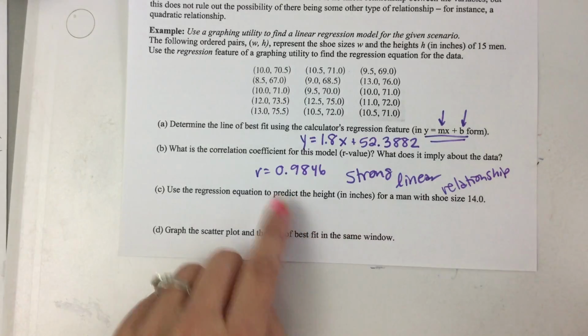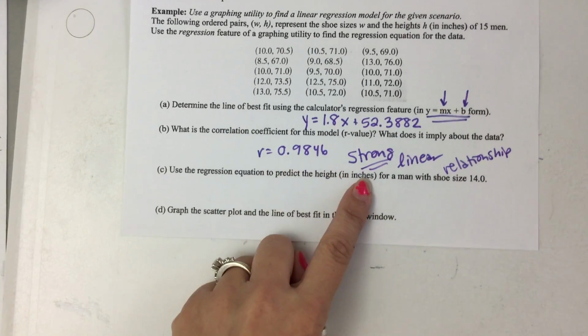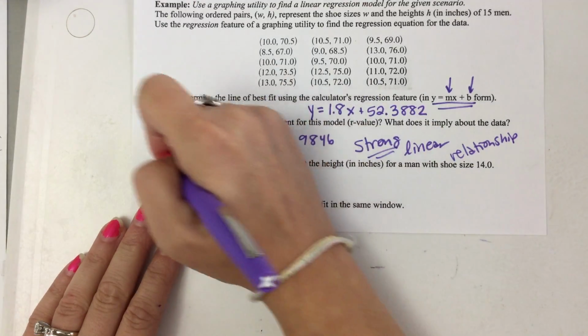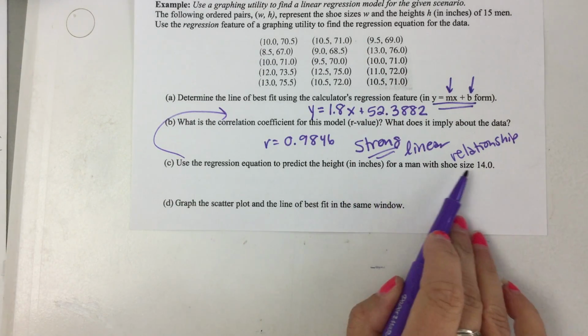The closer this value is to 1, the stronger the relationship. This is really close to 1, so it's a very strong relationship. Use the regression equation, there's our equation, to predict the height in inches for a man with shoe size 14.